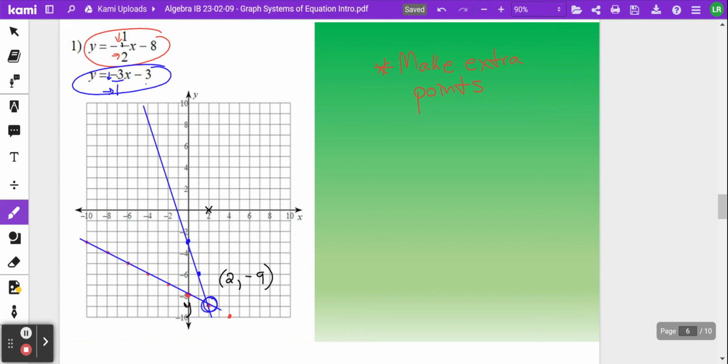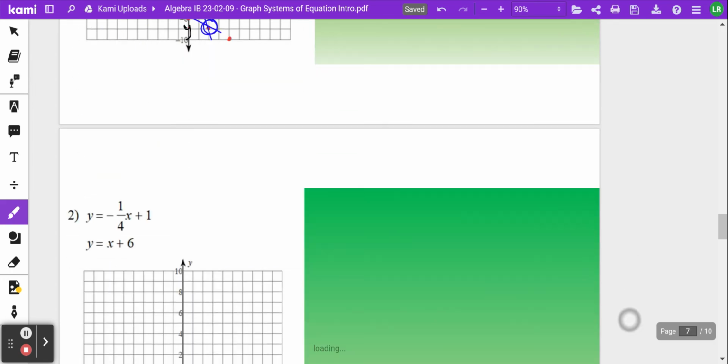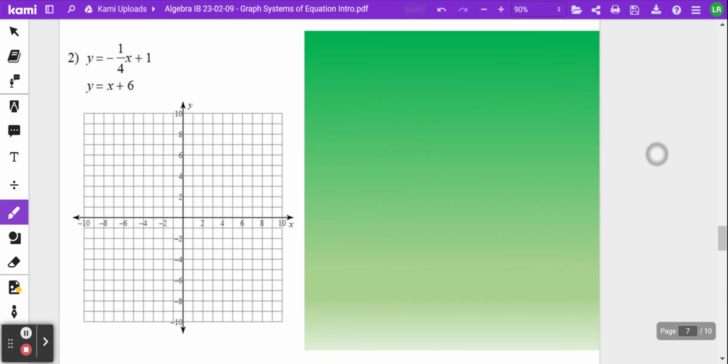Okay, let's look at number 2 together. Numero dos. So we have our 2 equations here in slope-intercept form. I want you to notice right away, we have different slopes. The top one's negative 1/4, the bottom one is 1. So they should intersect on this graph somewhere. So let's do this first one.